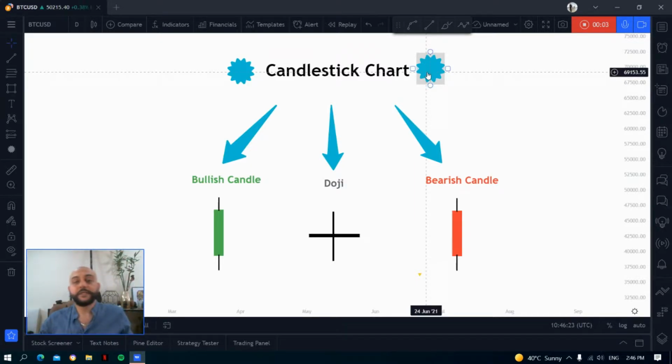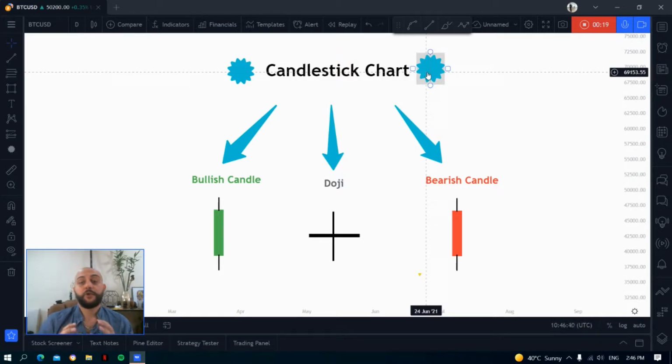A lot of people are interested in trading, but they don't know where to start. So I decided to create a new series of videos that will help new traders understand different charts and patterns. And today we're going to be talking about the candlestick chart. We're going to be dividing the candlestick chart into three different videos.